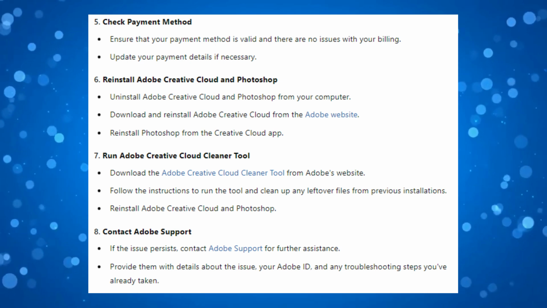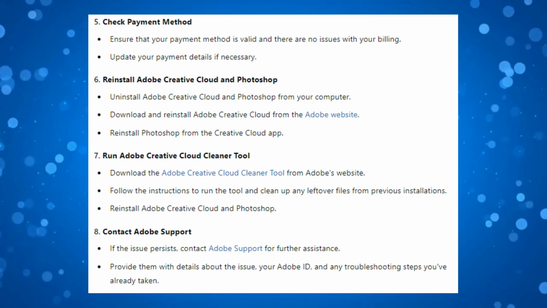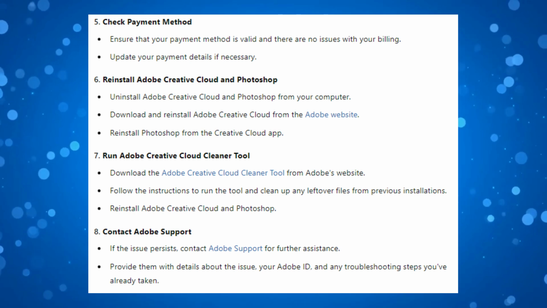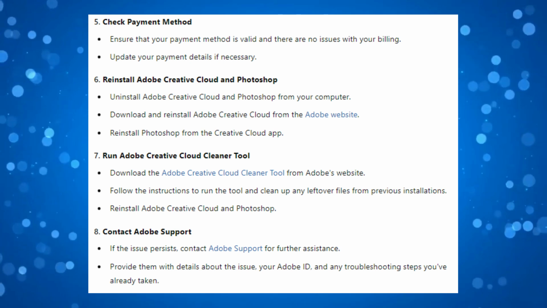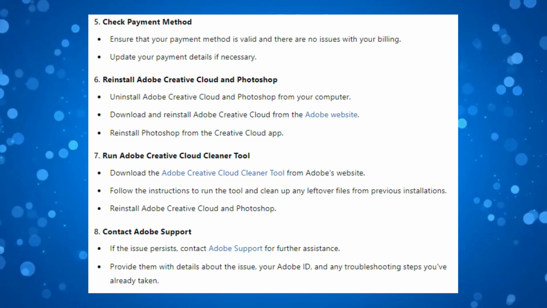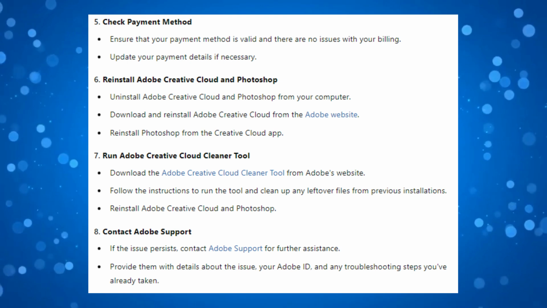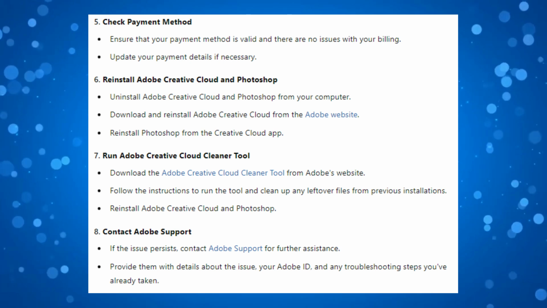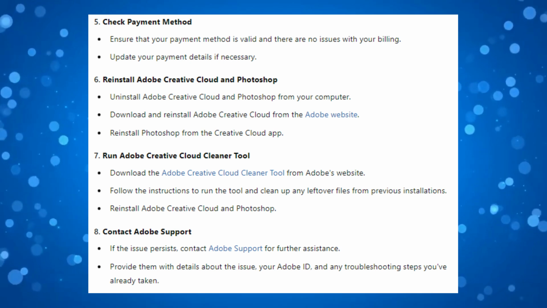So if you've tried all of those methods but you're still getting this error message, the final thing you're going to want to do is contact Adobe support. All you need to do is provide them with details about the issue, your Adobe ID, and of course any troubleshooting steps you've already taken. So by following these steps, you should now resolve the unlicensed Adobe app will be disabled soon message in Photoshop.